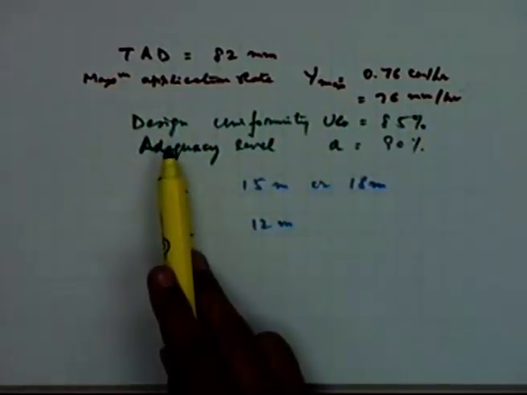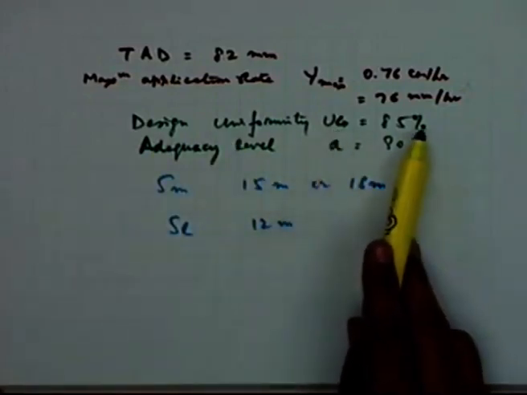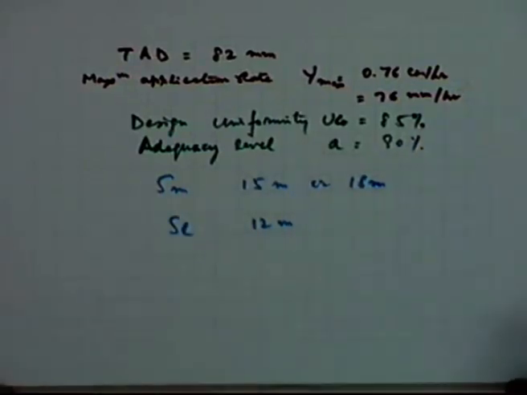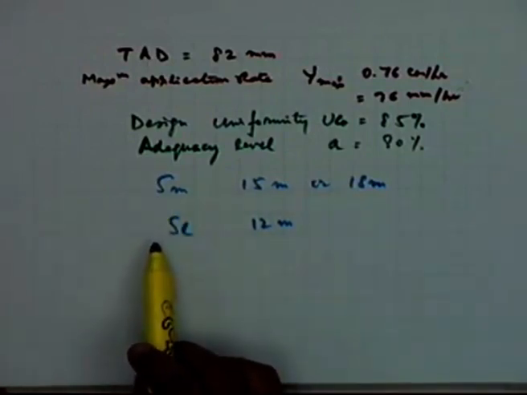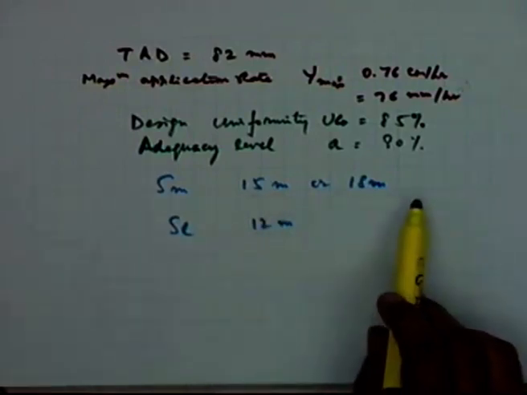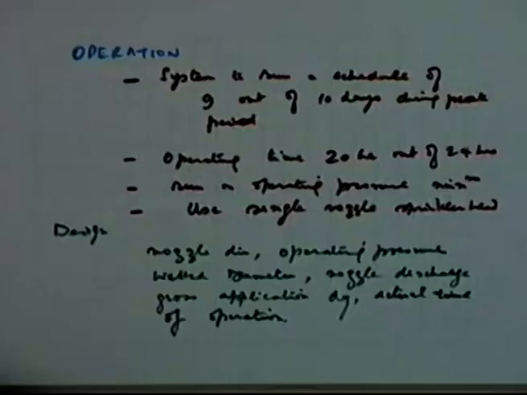Then there were some constraints that the uniformity coefficient which is desirable 35% and adequacy level of 90% is desirable. There is a constraint on the spacings. The mainline spacing, either you can choose 15 meters or 18 meters, and the lateral spacing of 12 meters. And then we had mentioned about some constraints on the operation.